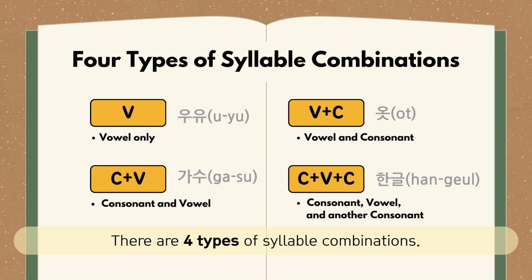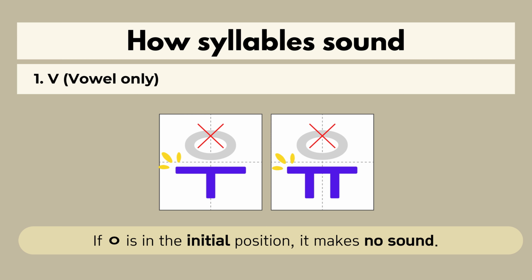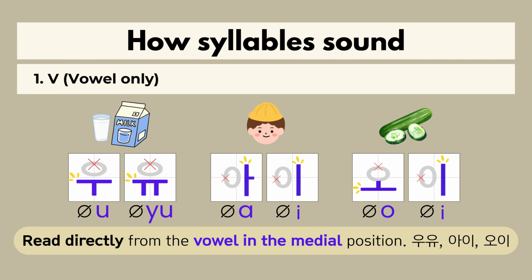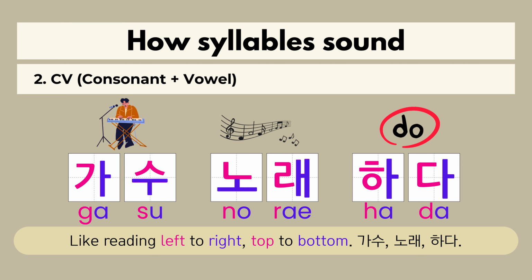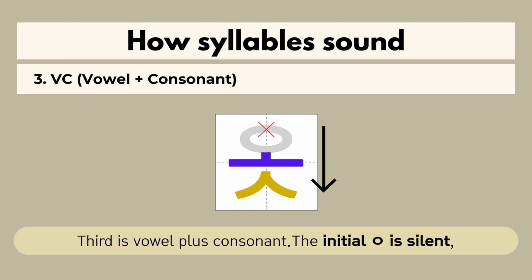There are 4 types of syllable combinations. If ㅇ (ieung) is the initial position, it makes no sound. Read directly from the vowel in the medial position: 우유, 이, 오이. Second, consonant plus vowel. Read it in order from the initial to the medial, like reading left to right, top to bottom: 가수, 노래, 하다. Third is vowel plus consonant.